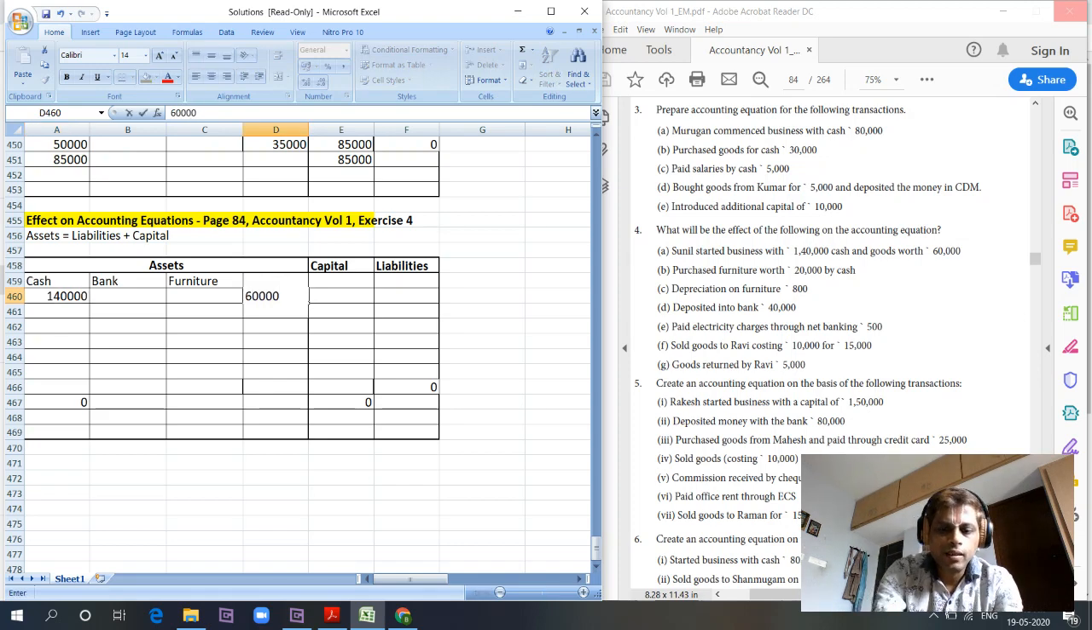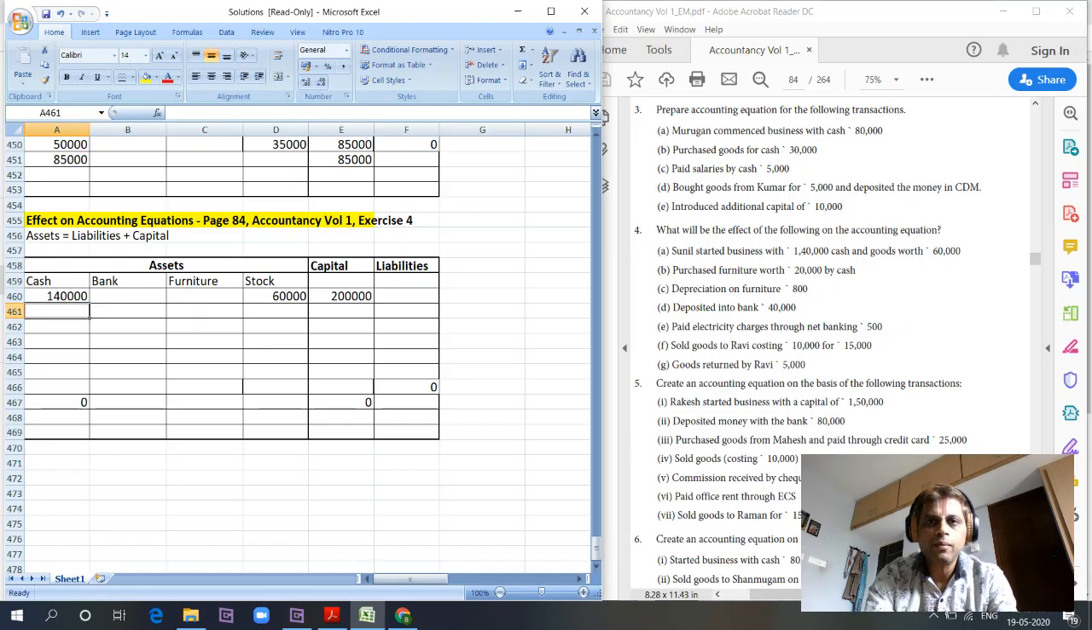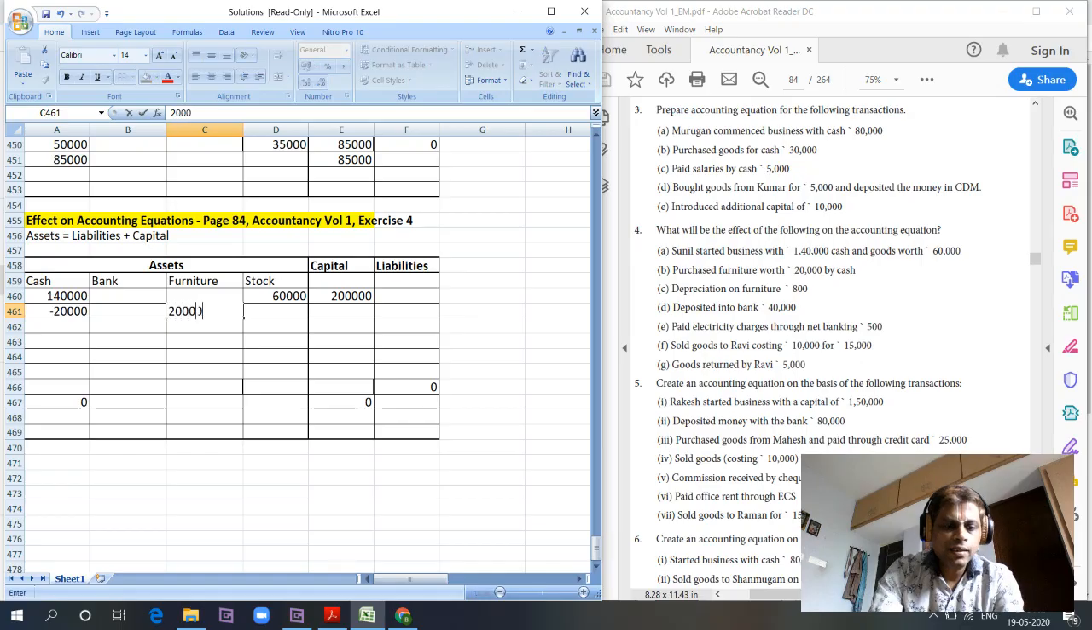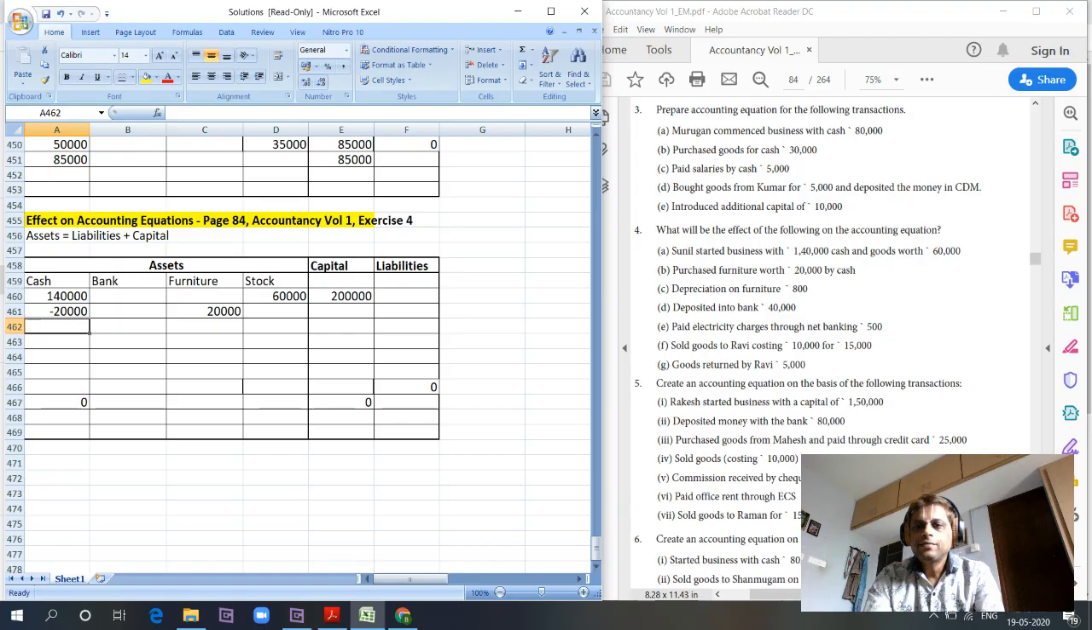So totally his capital is 2 lakhs: 1,40,000 by cash and 60,000 by goods. So total capital being brought in is 2 lakhs. Next entry is purchased furniture worth 20,000 by cash. So it will reduce the cash balance and it will increase the furniture balance. Debit furniture account, credit cash account. So cash will come down by 20,000 rupees.